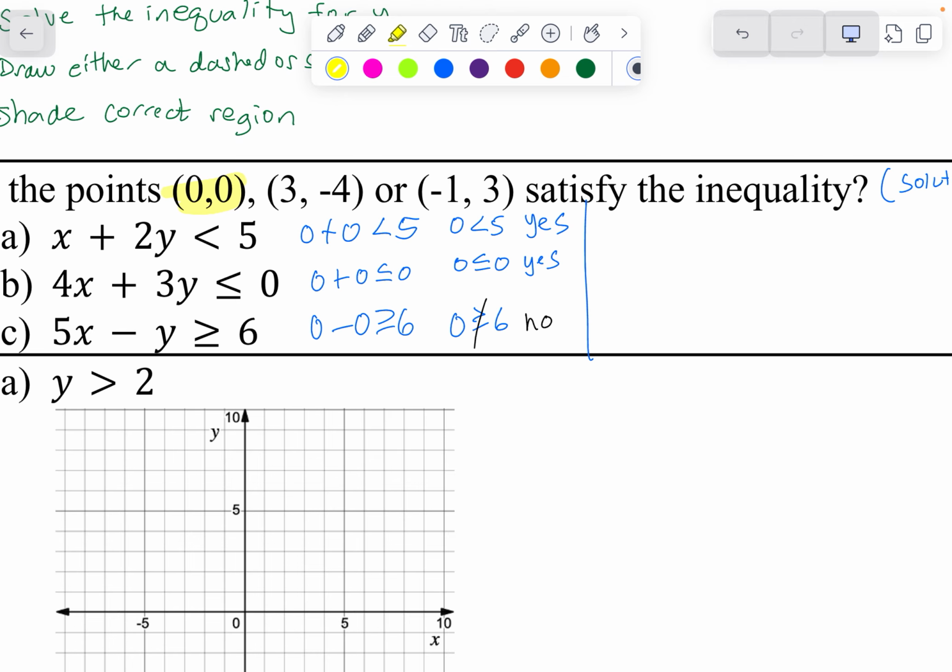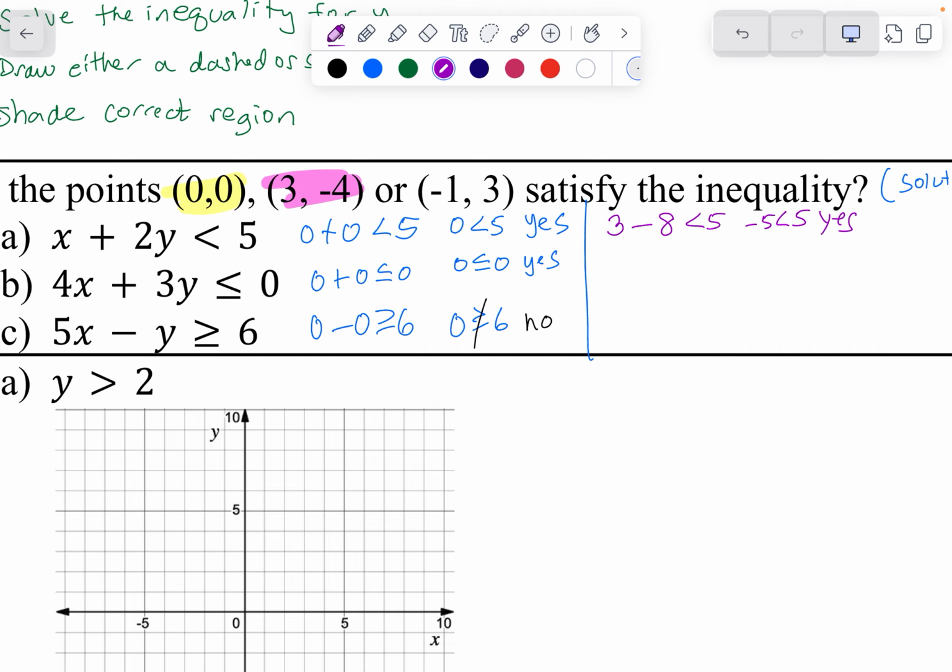So now let's check 3, negative 4. So every place we see x, we're going to put a 3. Every place we see y, let's put negative 4. So we're just substituting in and seeing is it a true statement or not. Okay, so we get 3, 2 times negative 4 is negative 8. Is that less than 5? Well, we get that negative 5 is less than 5, which is true, so that's a yes. So 3, negative 4 is in the solution space for that first inequality.